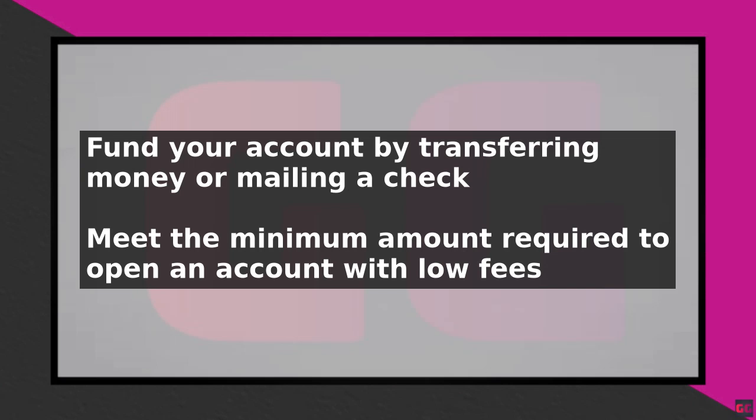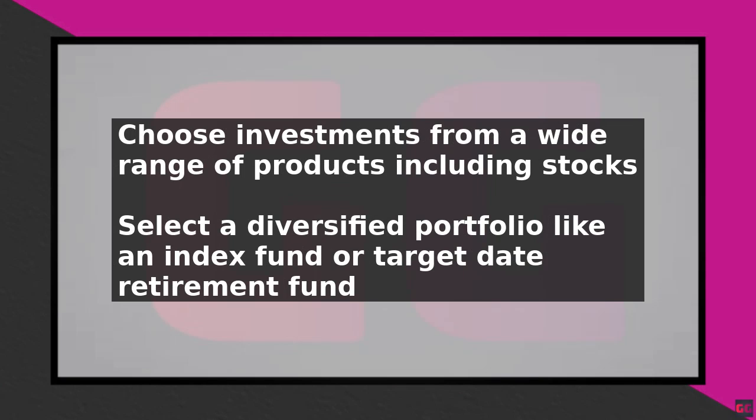Now, let's talk about the different types of investment accounts you can open with E-Trade. You can choose from a standard brokerage account, an individual retirement account, or a Roth IRA. Each type of account has its own set of rules and benefits, so it is essential to understand the differences before making a decision.